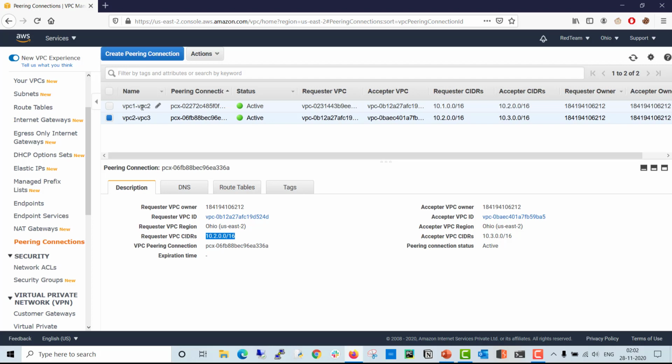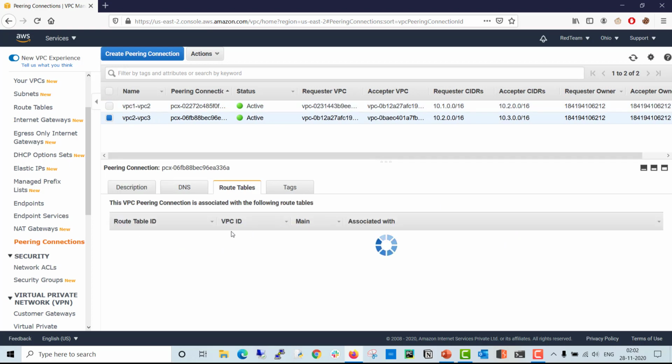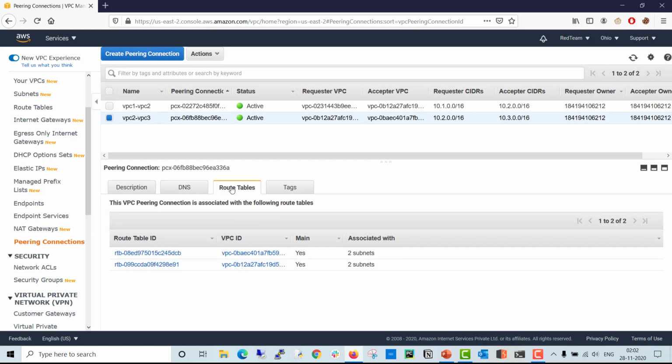But when you perform a red teaming exercise, you have to understand how we can perform pivoting, how we can use VPC2 as a pivot point to access VPC3. We will discuss in our coming exploitation session how we can use this to access another VPC where the route is not there. So the last part I'm discussing is the routing table. Let's go to the routing table.